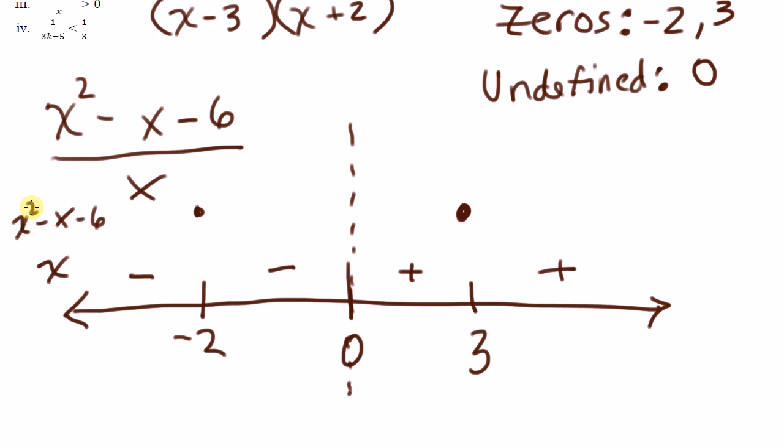Okay, so let's see. x squared minus x minus 6. What I'm going to do here is I'm only going to look at the x squared term, because that's going to be the boss no matter what. So if I took a really big negative number and I squared it, it's going to be a positive number.